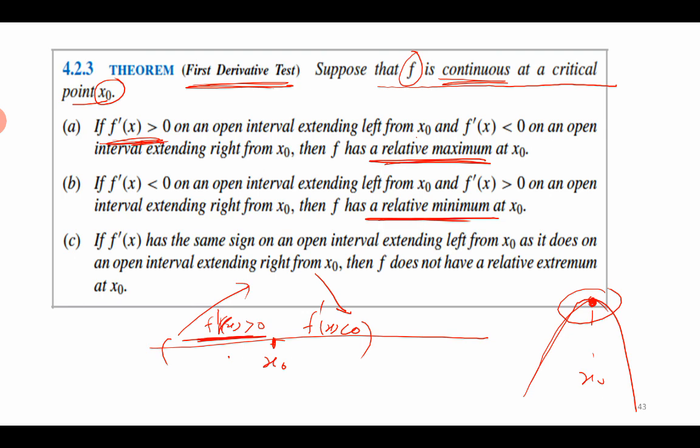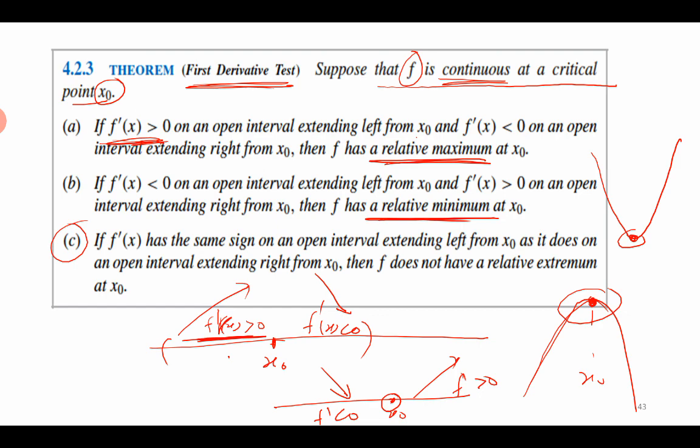If you reverse this concept, the second case comes. Before x0, the first derivative f prime is negative. After this point, the first derivative is positive, so the curve is decreasing and then increasing. So it should be a relative minimum at this point. So we check the signs of the first derivative on both sides of the critical point x0, and then we analyze whether it is increasing or decreasing, and decide whether it is a relative minimum or maximum.